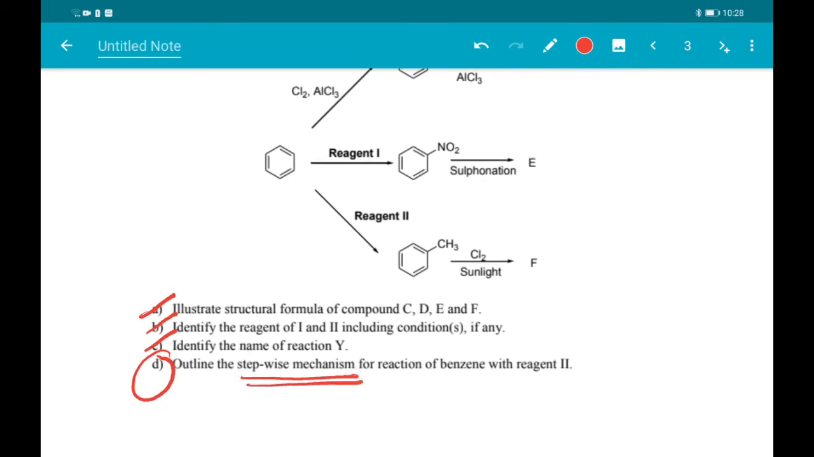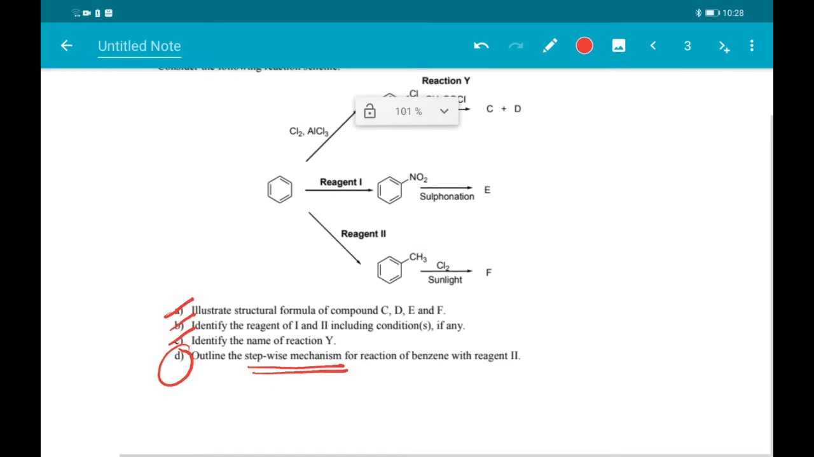Remember, this question is different from the synthetic sequences. Synthetic sequences refers to the production of the benzene derivative, while for the mechanism, we are focusing on the electrons, the process which happens during the reaction. So the question was: outline the stepwise mechanism for the reaction between benzene and reagent 2.